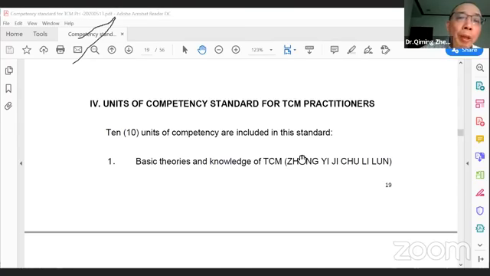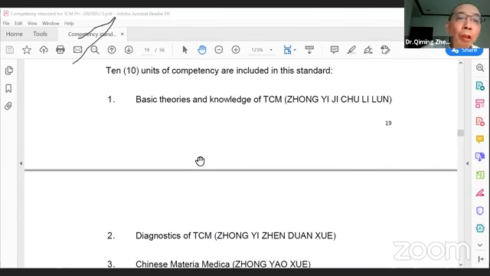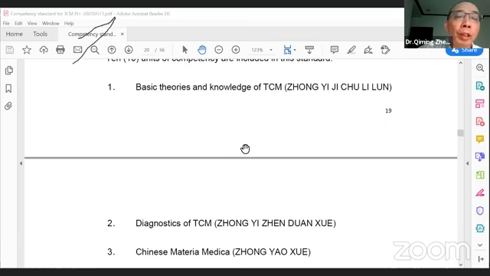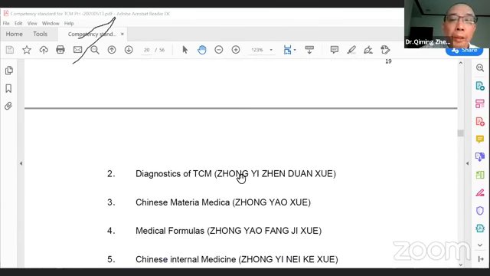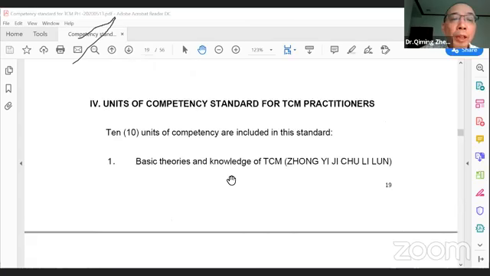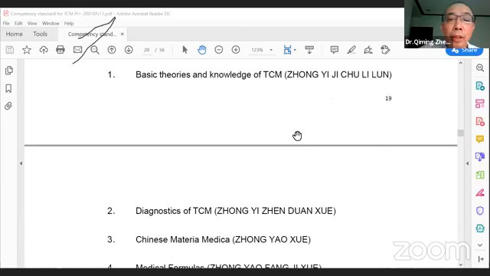And if you want to be a practitioner, what is the basic or fundamental knowledge you need to have? There are 4 basic units here. So 4 basic units plus the 5 clinical units, so it's 9, and add 1 of theoretical knowledge of classic Chinese medicine. So in total there are 10 units. So from these 10 units, the first part is basic theories and knowledge of TCM.